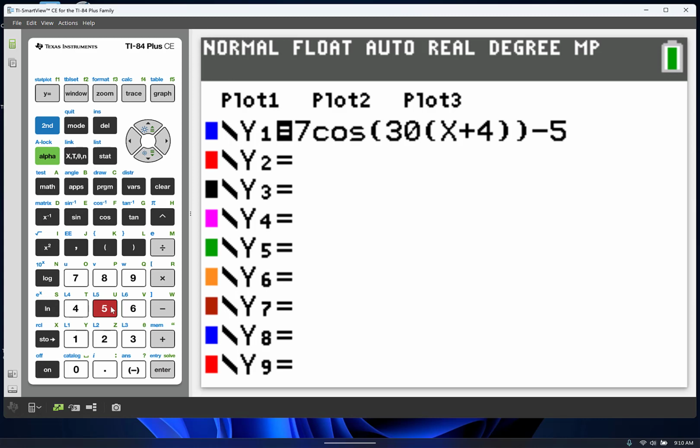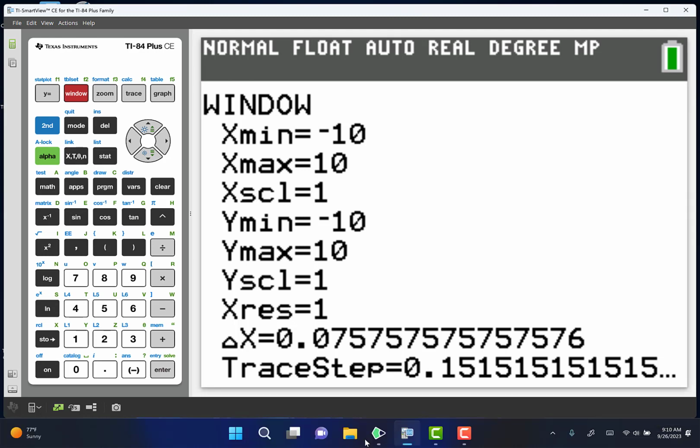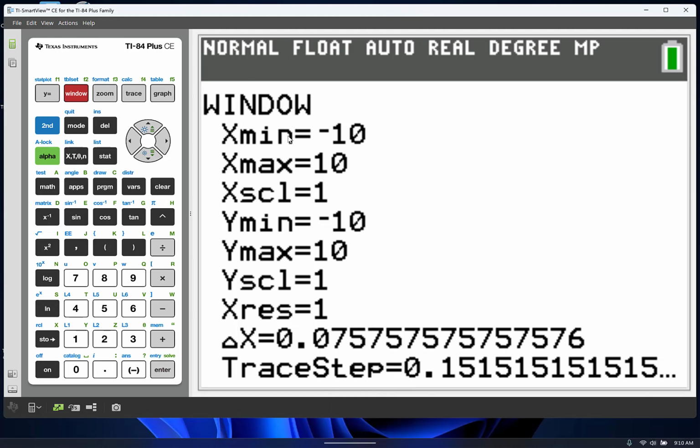All right, here we go. I'm going to go slow, guys. I'm going to go real slow. Push the button that says window. Maybe yours already has something in it because of previous. X min means the minimum X. X max means the maximum X. XSCL means X scale. Like how often do you want me to put a little hash mark? Y min means the smallest value for Y. Y max means the biggest value for Y. And Y scale means how often do I put a hash mark.